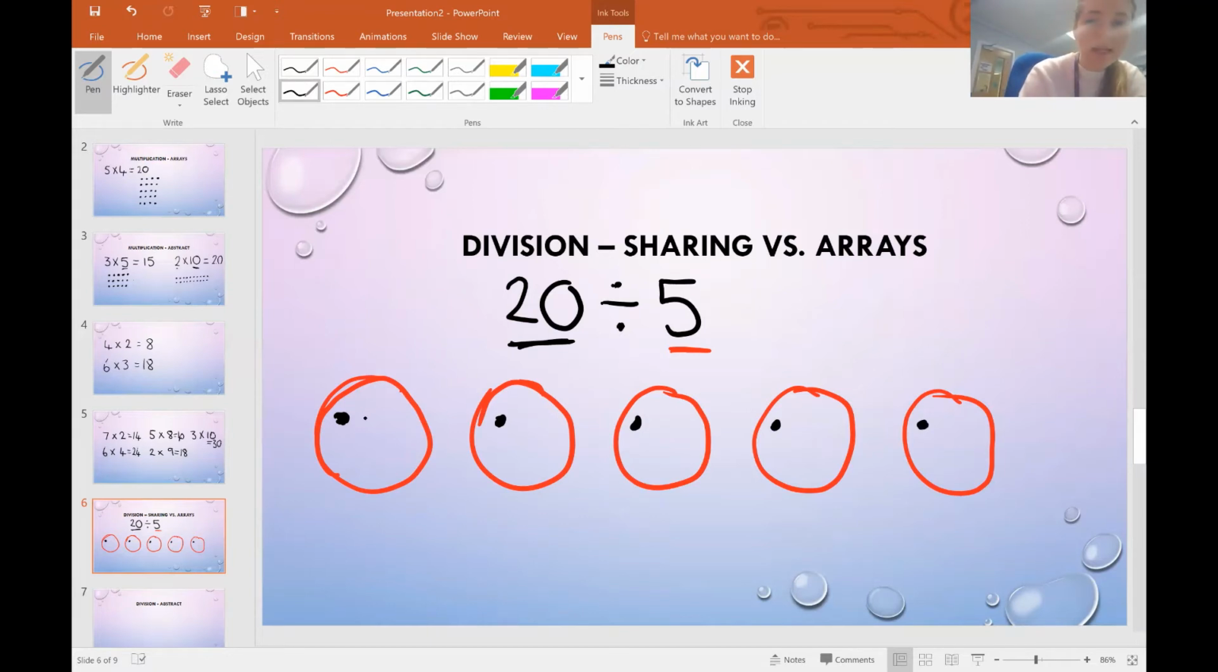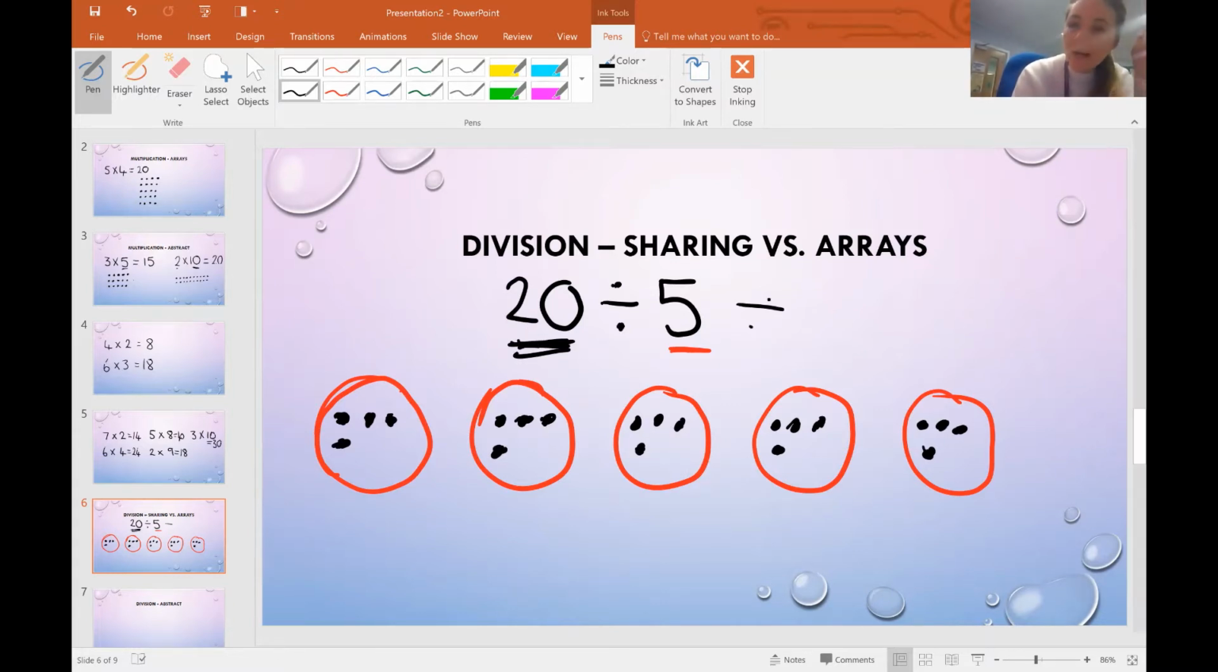Let's go back to the beginning. 6, 7, 8, 9, 10, 11, 12, 13, 14, 15, 16, 17, 18, 19, 20. Okay, I've used them all up now. I've got to my 20.